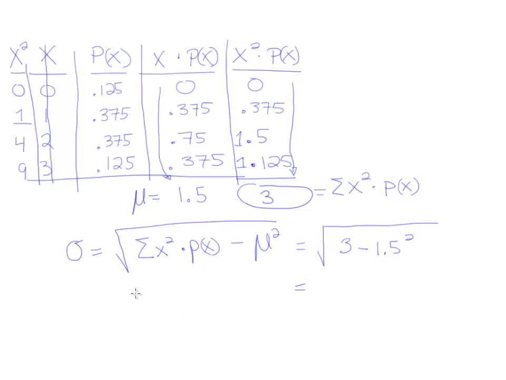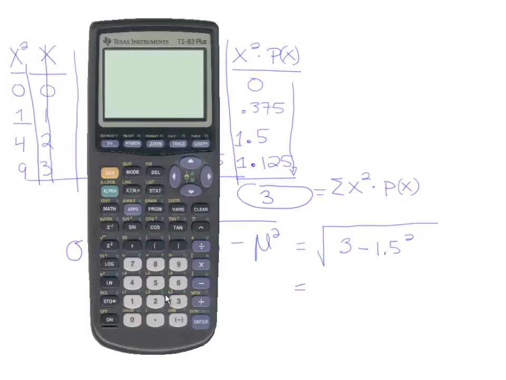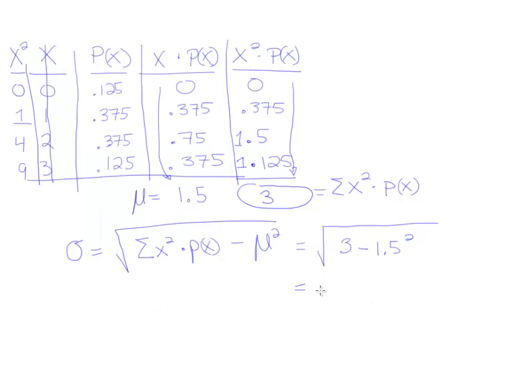Let's work that out in our calculator and see what we get. So I have 3 minus 1.5 squared. And we get 0.75, and if we take the square root of 0.75, we get 0.866. So that's our standard deviation, and that's our mean.